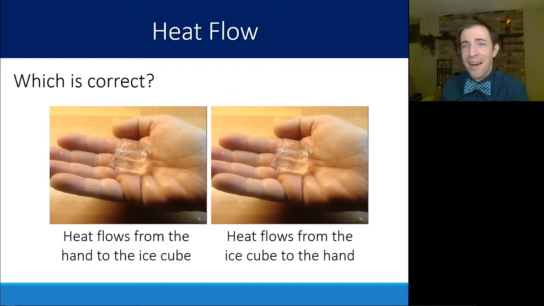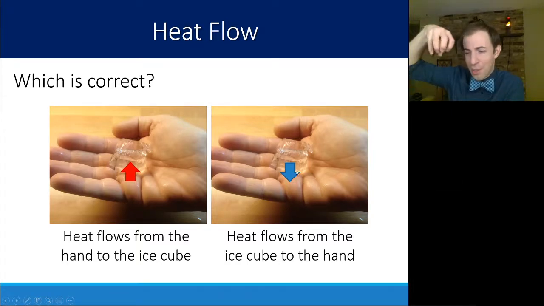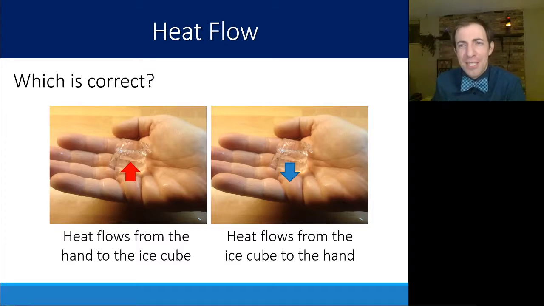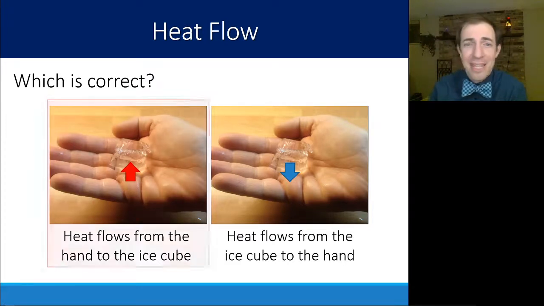So if that's the case, if you are holding an ice cube, one of these is correct. Heat flows from the hand to the ice cube, or heat flows from the ice cube to the hand. One of these makes your hand feel cold. And in this case, it's tempting to say that the ice cube is making your hand feel cold because it is transferring this cold energy to your hand, but that is not what's happening.